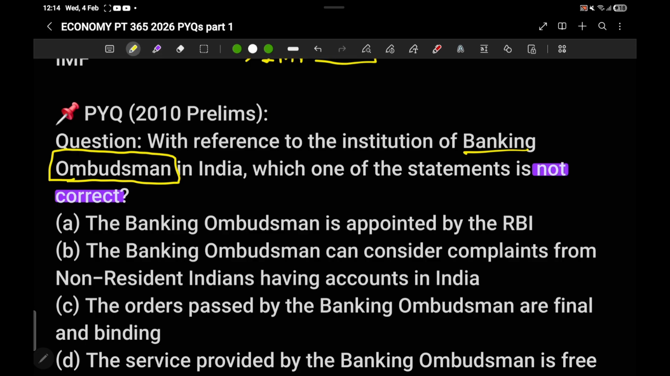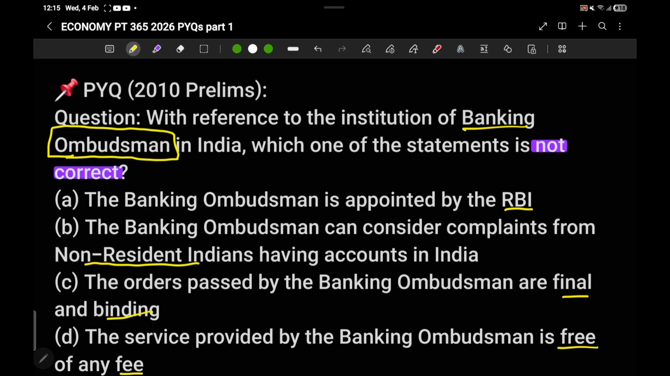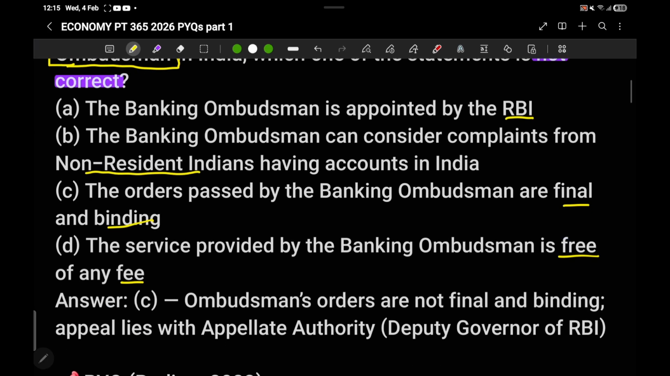The banking ombudsman is appointed by the RBI. The banking ombudsman can consider complaints from non-resident Indians having accounts in India. The orders passed by the banking ombudsman are final and binding. The service provided by the banking ombudsman is free of any fees. Take your time and answer the question. So the right answer for the question is option C.